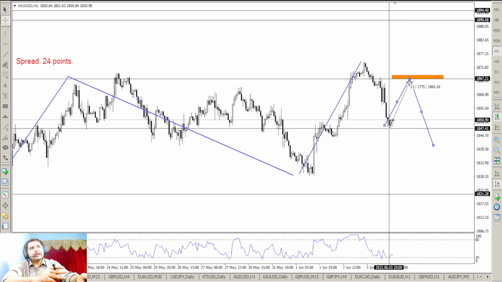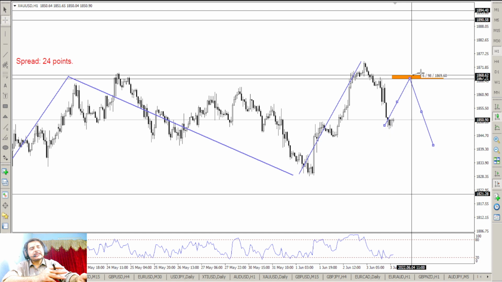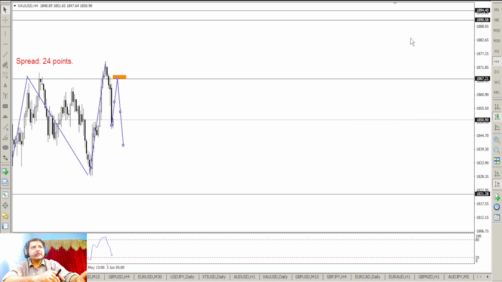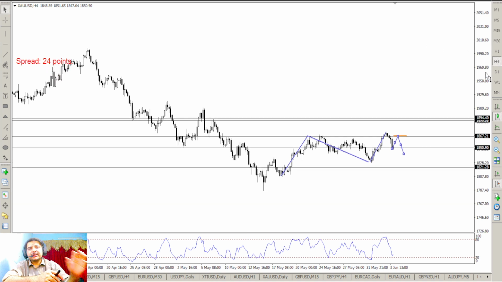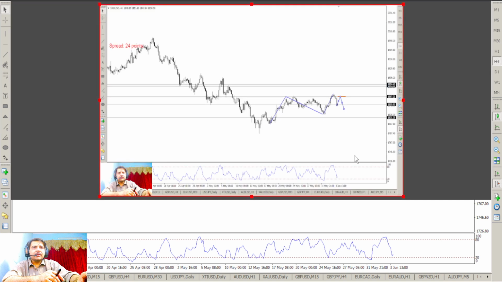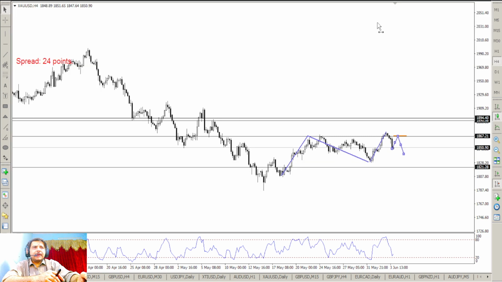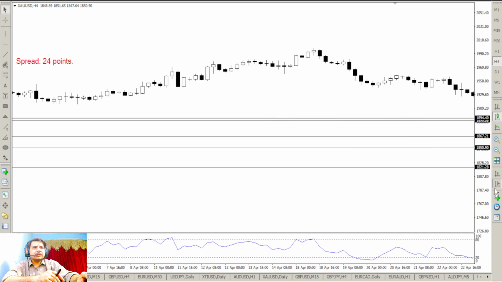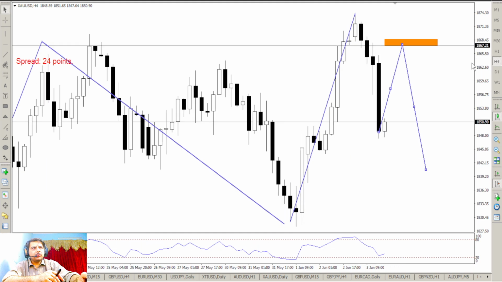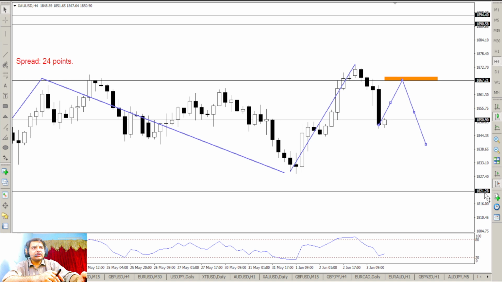But if it goes up there, and it gives you some reversal candles right here, then obviously you can also take a sell trade from 1868, somewhere in that zone, and the take profit will be 284 pips. But for now, if I give you my own opinion, for the long term trade, definitely I will be waiting for 1821.28, and then I will take it.